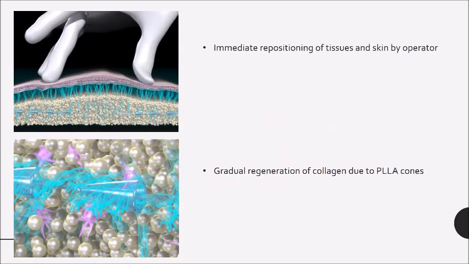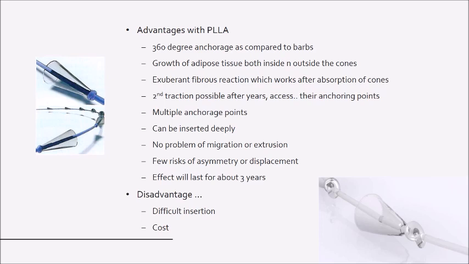work on two mechanisms. We can have immediate repositioning, which the operator can do, of skin and underlying structures, and then over a period of time, gradual regeneration of collagen due to polylactic acid cones. Advantages with PLLA: these cones are made up of PLLA, and they have 360-degree anchorage as compared to the barbs, which don't have 360-degree coverage.